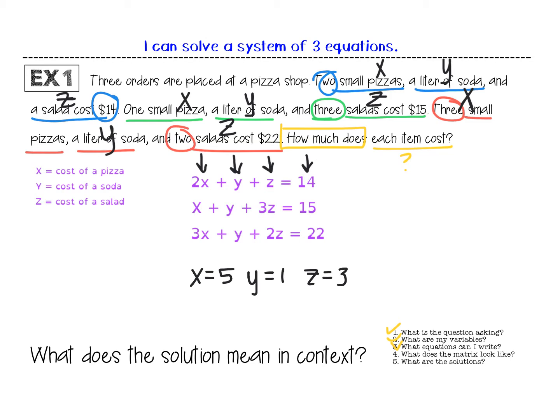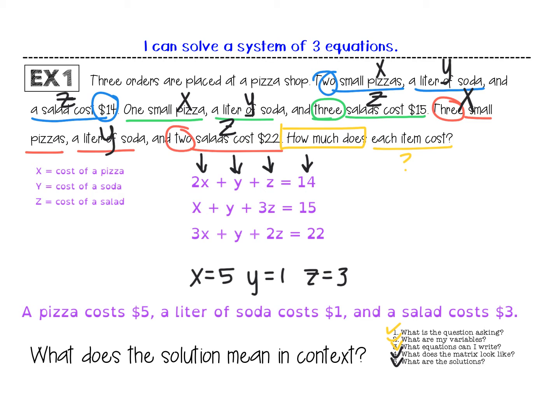And so what does that solution mean in context? Coming all together, that means that a pizza costs $5, a liter of soda costs $1, and a salad costs $3. That's why defining my variables at the end is so easy. I simply say 5 is the cost of a pizza, 1 is the cost of a soda, 3 is the cost of a salad. And I can always go back and check.